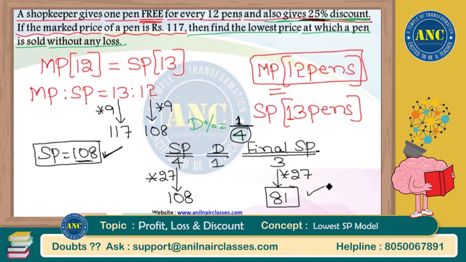Rajesh, sir, initial value of MP. In this question, initial value of MP is only given, sir. If the market price of a pen is 117, it is given in the question, right?